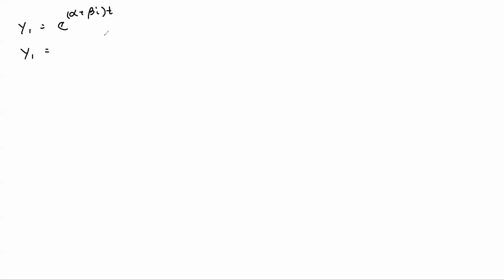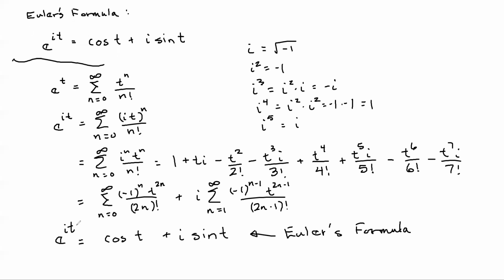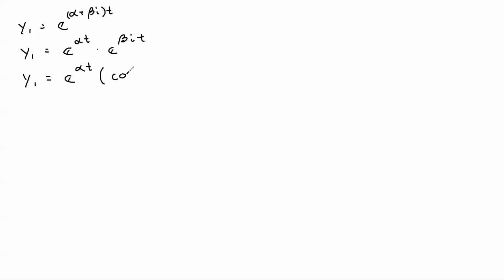We can distribute the t here. So we're going to get e to the alpha t times e to the beta i times t. This one stays as it is. Here, you've got e to the beta i t, so we can use Euler's formula. Euler's formula says that e to the it equals cosine t plus i sine t. If you add a number next to this t, then that number is going to be added next to the t inside of here, right? So you could just substitute. Essentially the beta just jumps in front of the t's. So we end up with cosine beta t plus i sine beta t.